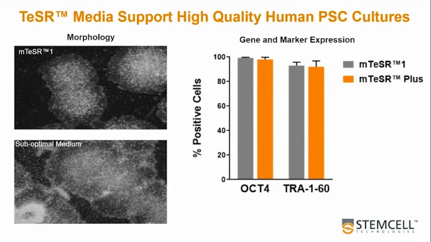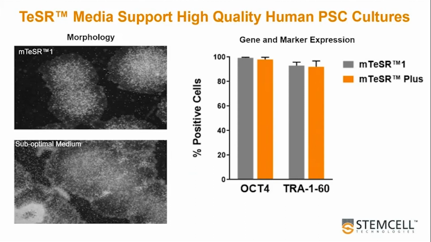STEMCELL provides our family of TeSR medium to ensure you can maintain high quality human PSC. This includes our newly released mTeSR Plus that allows for reduced feeding without reduction of critical quality attributes. This was achieved through stabilization of key components, including FGF2, as well as enhanced buffering capacity to combat medium acidosis and reduced cell death.